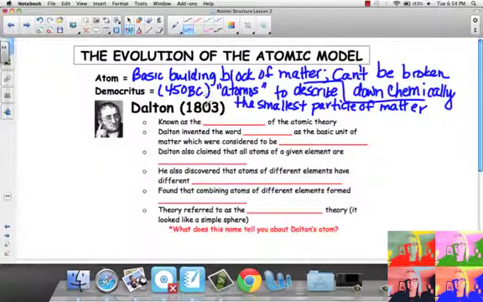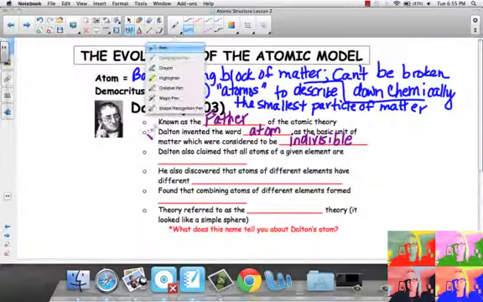Then along came Dalton, about 1803. So you've got a big jump, 450 BC, and the next person that we really give any credit to is Dalton in 1803. And he is known as the father of atomic theory. And he invented the word atom, probably from Democritus's atomos, as the basic unit of matter, which were considered to be indivisible. So he basically looked at Democritus's work, took the word atomos, turned it into atom, agreed with Democritus that the atom was indivisible. Now, he also made some other claims.